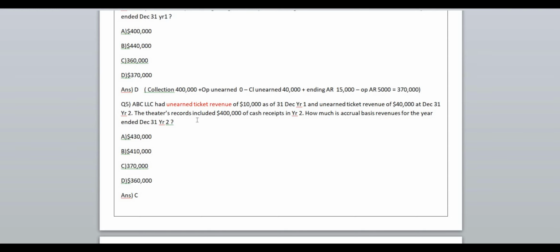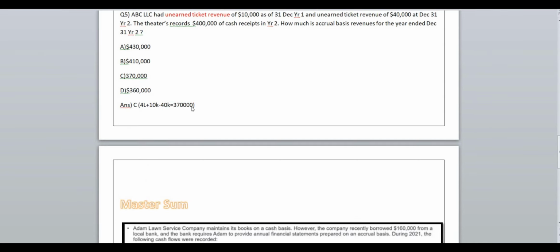The theater records $4 lakh of cash receipts in year 2. So add opening is 10,000 less closing is 40,000. So the answer will be 3,70,000.